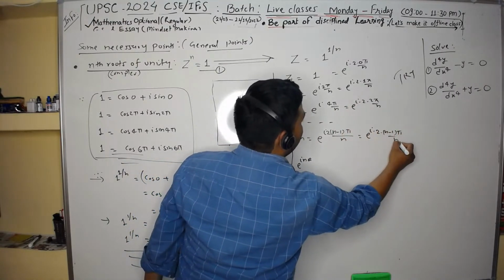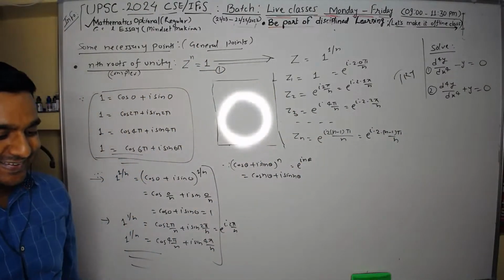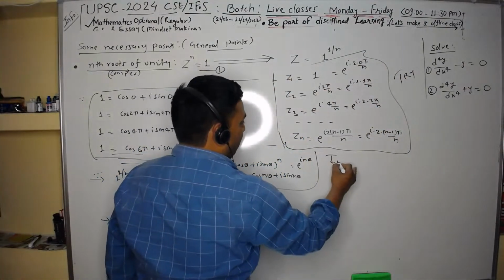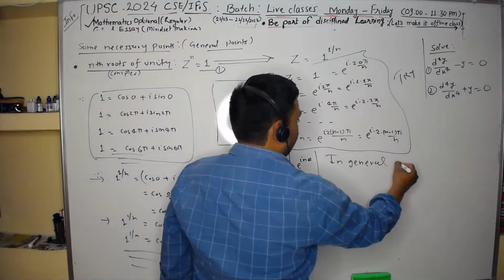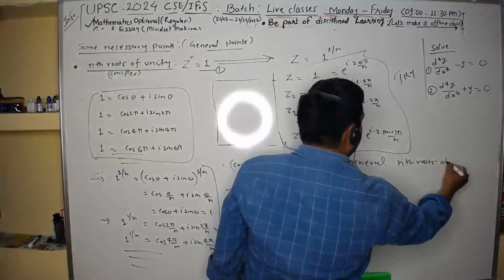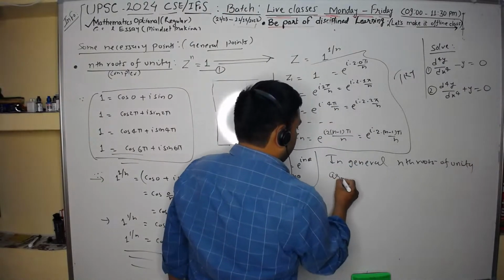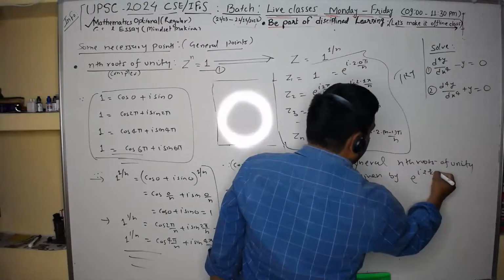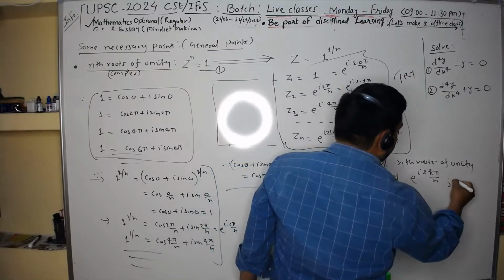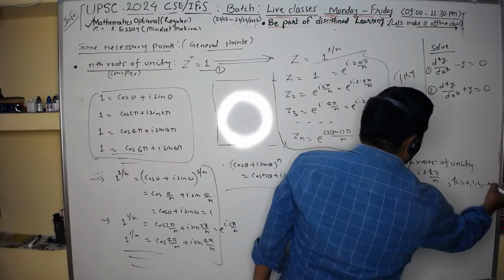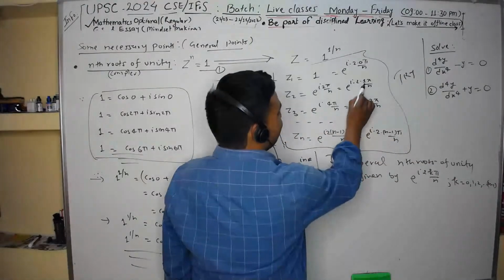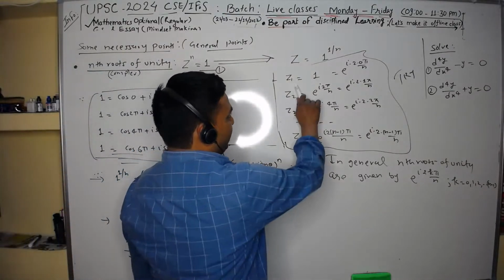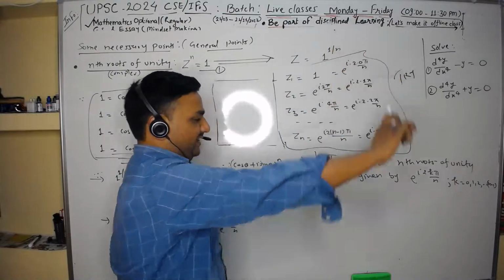एकदम तनाव नहीं लेना होता है, बिल्कुल बच्चे की तरह सोचना होता है, ठीक है? In general, nth roots of unity are given by e raised to the power iota 2k pi by n, where k is running from 0, 1, 2 up to n minus 1. विश्वास दिलाइए. So z के n roots क्या मिलेंगे? z1 is this, z2 is this, z3 is this, z4 is this.